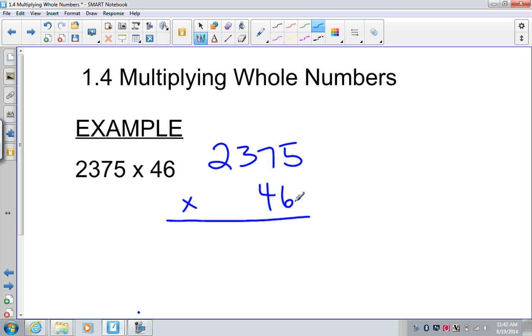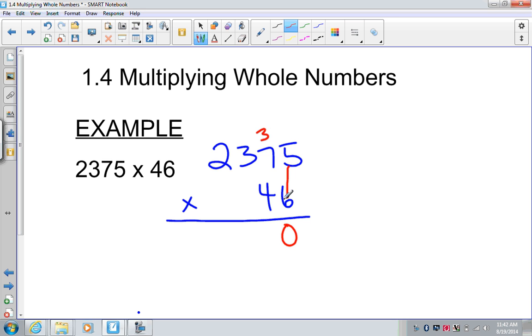My 6 is going to multiply to each of the numbers above it. So 6 times 5 is 30. So I write down my 0, carry my 3. If you are unable to or don't feel very confident with your math facts and want to refer to a multiplication chart or use your calculator to aid you along the way, that's fine. For those of you that can just come up with these math facts, please by all means try to do it without. So I did my 30, wrote down my 0, carried my 3.